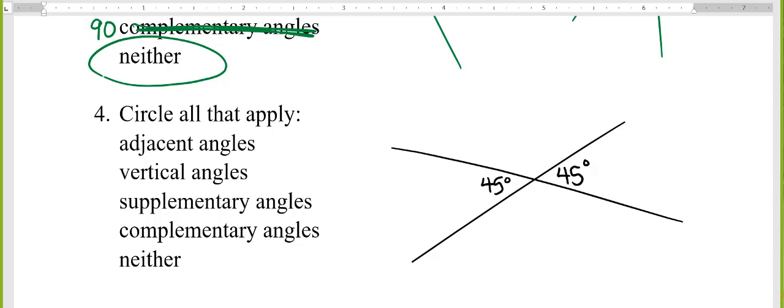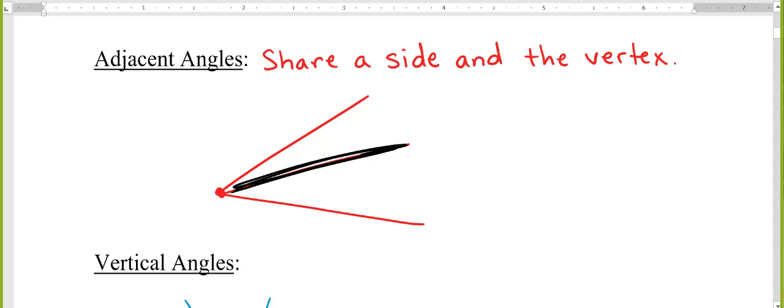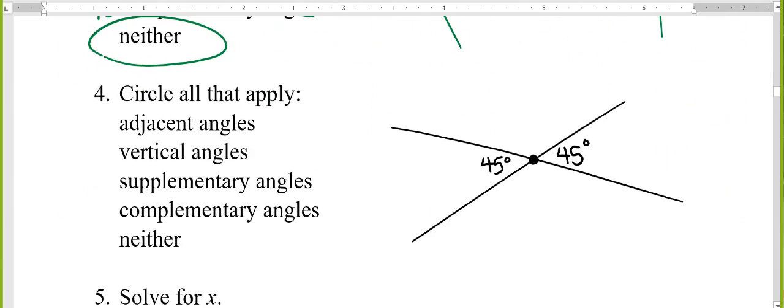Okay, this one's a little tricky. We said that adjacent angles share a common vertex. Do these share a common vertex? They do. There's only one vertex there, but what was the other condition to be adjacent? They had to share a common side, right? For adjacent, they have to have this common side as well. The side in the middle of them. So, are these two angles that are marked, are they adjacent angles? And the answer would be no.